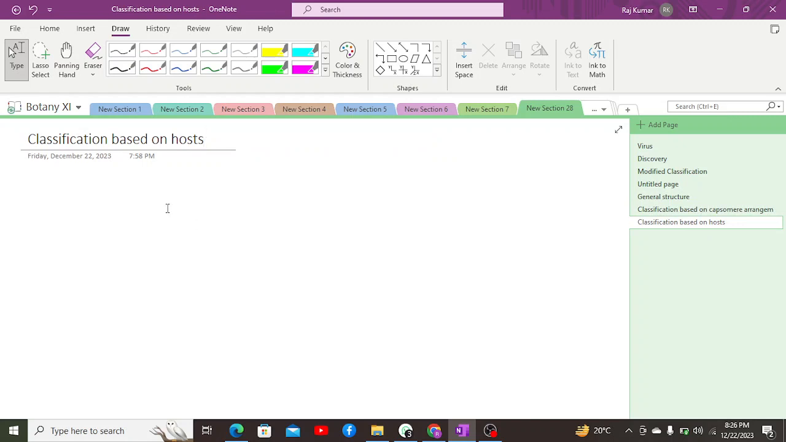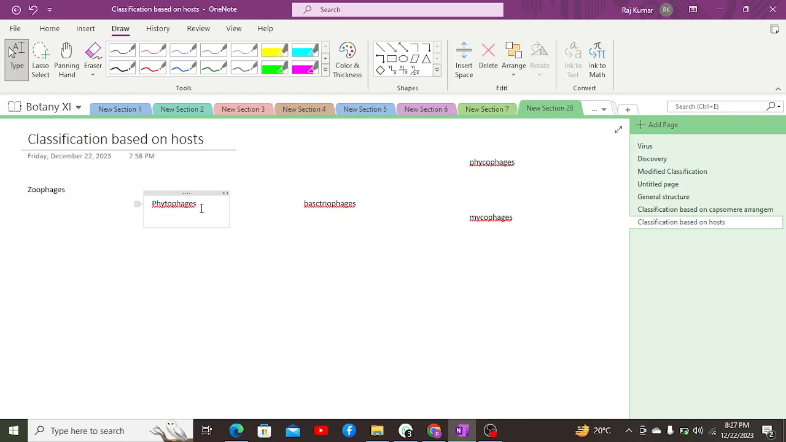Classification based on host: viruses are classified on the basis of their host. For example, zoophages, phytophages, bacteriophages, mycophages, phycophages. So coming to phytophages first.